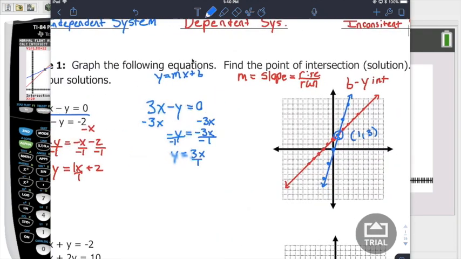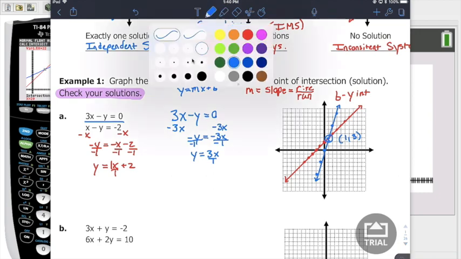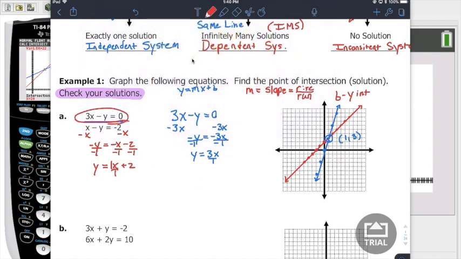Okay. Now, we're not going to do this on every single one just due to time, but you can go back and check your solutions. So we are going to do that with this one here, and we check our solutions algebraically. We're going to take that (1, 3) and plug it back into our original equations right here. So let's do the first one we worked with, this one right here, 3x minus y equals 0.